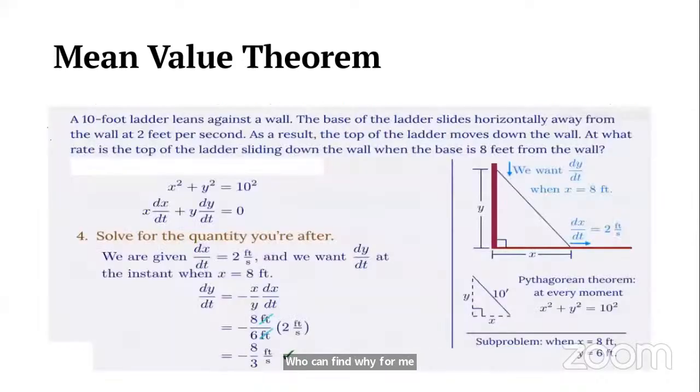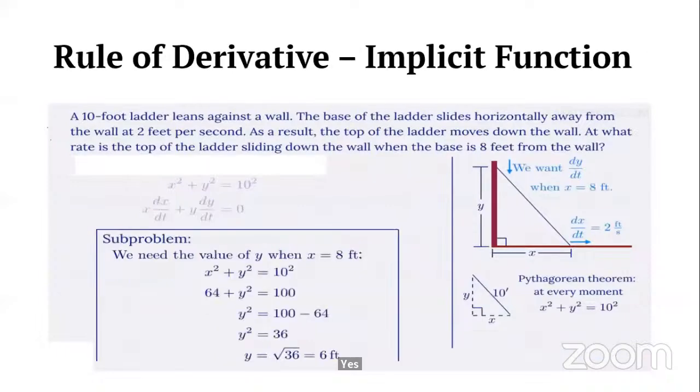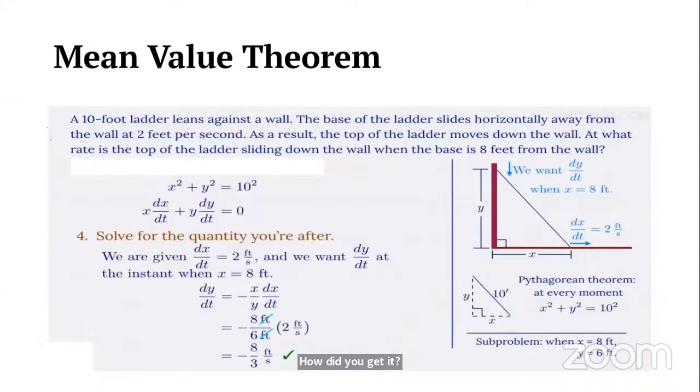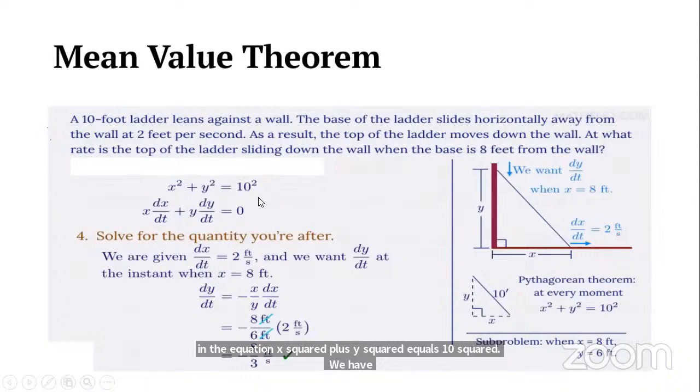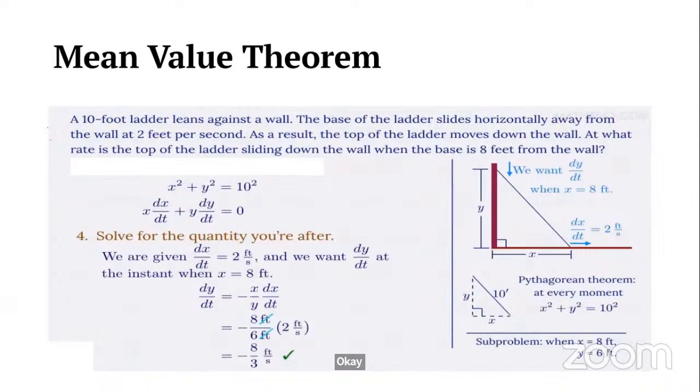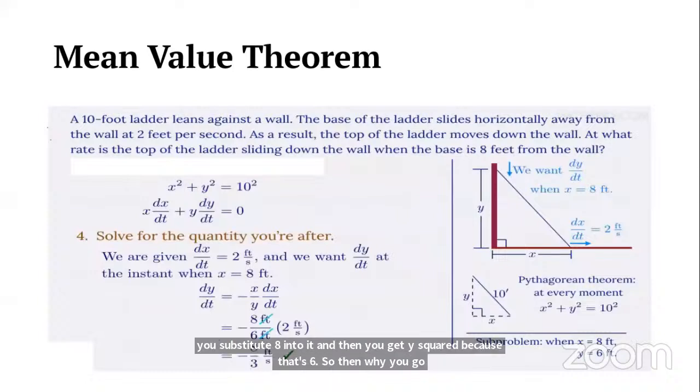Y equals 6. How did you get it? Because 6 is showing there, using the equation x squared plus y squared equals 10 squared. We have our x to be 8. So you substitute 8 into it, and then you get y squared equals 36. So then y equals 6.